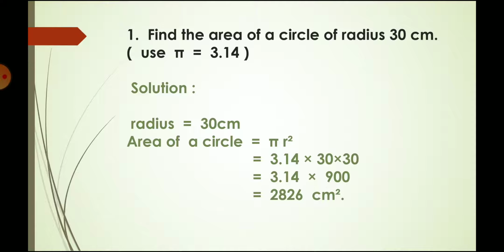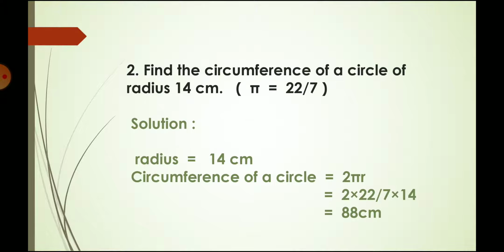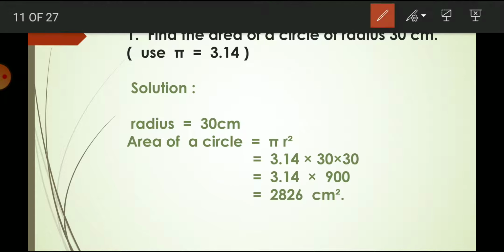Now we just find out the area of the circle. The formula is pi r square. Here we substitute the value of pi, that is 3.14, into r square, which means r into r. So we put the value of r 2 times: 30 into 30. So 3.14 into 3 3s are 9, the 2 zeros come here and the value is 900.